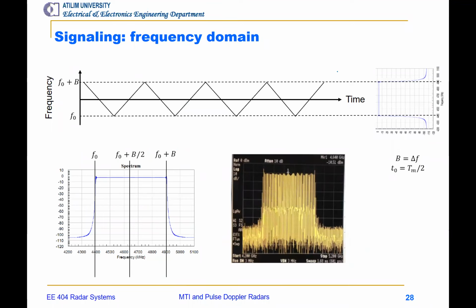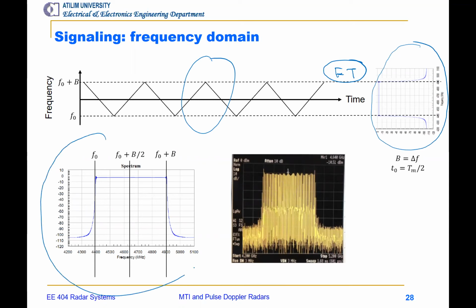When we take the Fourier transformation of the signal in the previous slide, not this one, by the way, this is the message signal, the previous FMCW signal has a spectrum of this, okay, or this. The center is F0 plus B over 2. The minimum frequency is F0 and the maximum frequency is F0 plus B.